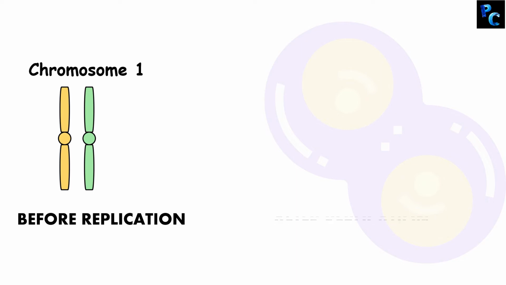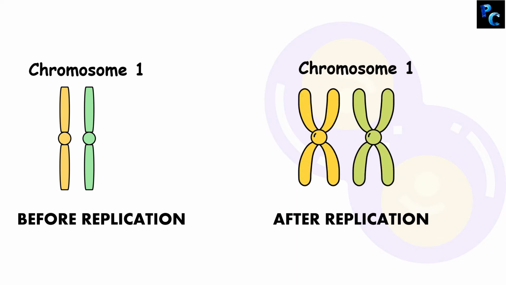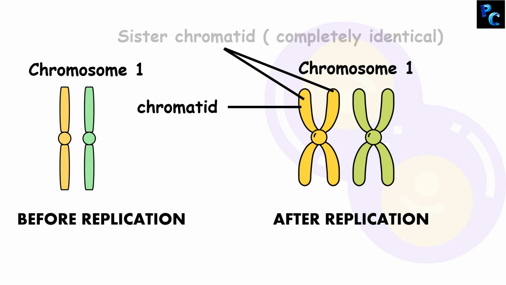homologous. Now, after replication, the chromosome will look like this. That is, they will have 4 arms now connected to a common point. So here it has made a duplicate copy of itself. Like you have bought 2 exactly same t-shirts. So one is the duplicate of the other. They are identical, exact copies. Like a Xerox machine makes an exact copy of the notes, right? These arms are called chromatids, and the 2 duplicated arms are called sister chromatids.